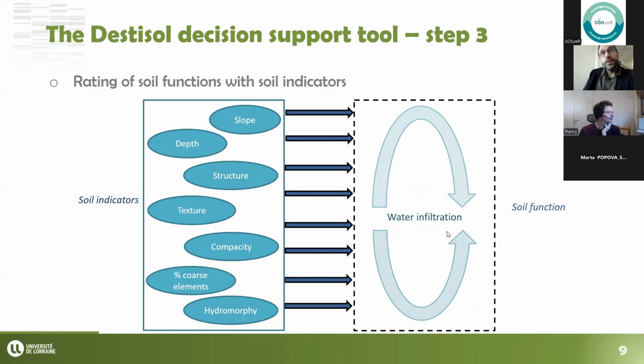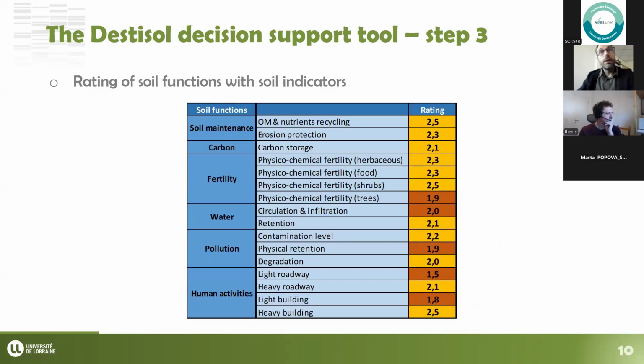And we did that in this step number 3 for many soil functions, including fertility, carbon storage, and so on. And you can see the scoring of each function for one soil. The scores go from 0, the worst, up to 3, which is the best score possible.